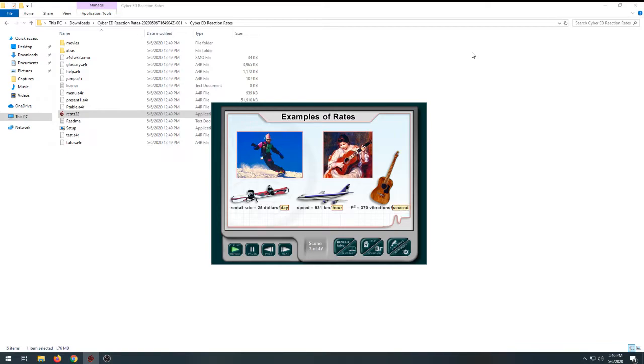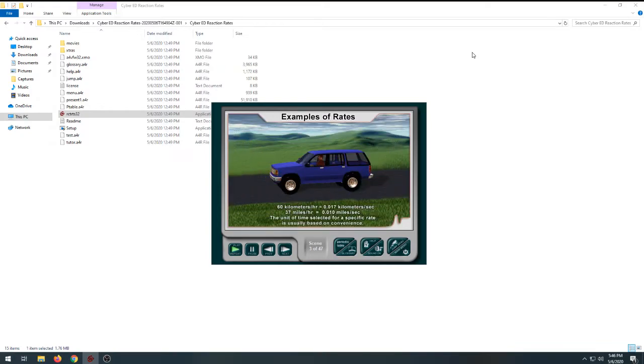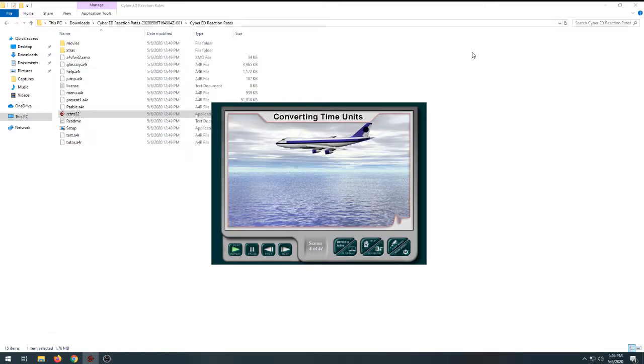The unit of time selected for a specific rate is usually based on convenience. For example, it is easier to comprehend that a car is moving at a rate of 60 kilometers per hour, which is 37 miles an hour, than the equivalent speed in seconds, which is 0.017 kilometers per second, or 0.010 miles per second. Since many chemistry and physics problems involve a conversion in the time unit, it is important to understand how to convert units of time. It is fairly simple to make these conversions.